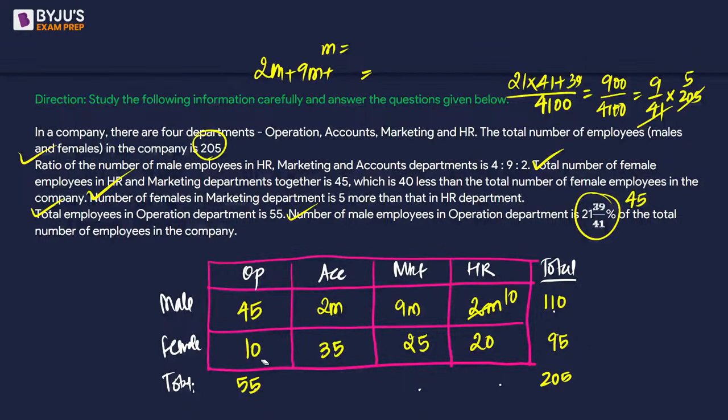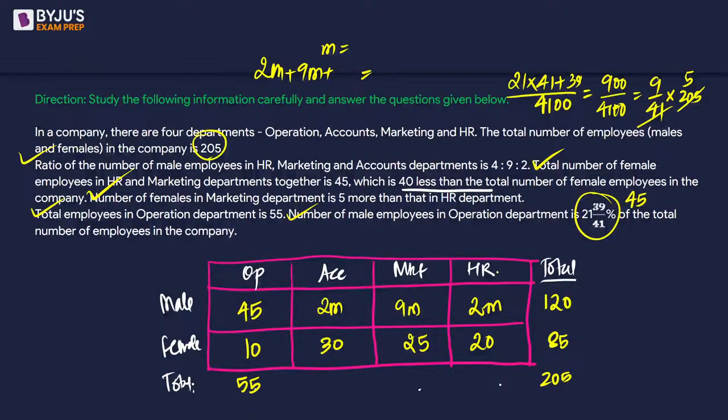We knew that this is going to be 10. We do not know how many women are there in accounts department. This is 45, which is 40 less than, oh, right, this should be 85, right? So that this is 120. Okay, so we have 85, out of which 55 is already there, 45 plus 10, 55. So this is going to be 30. Now let's check for the sum.